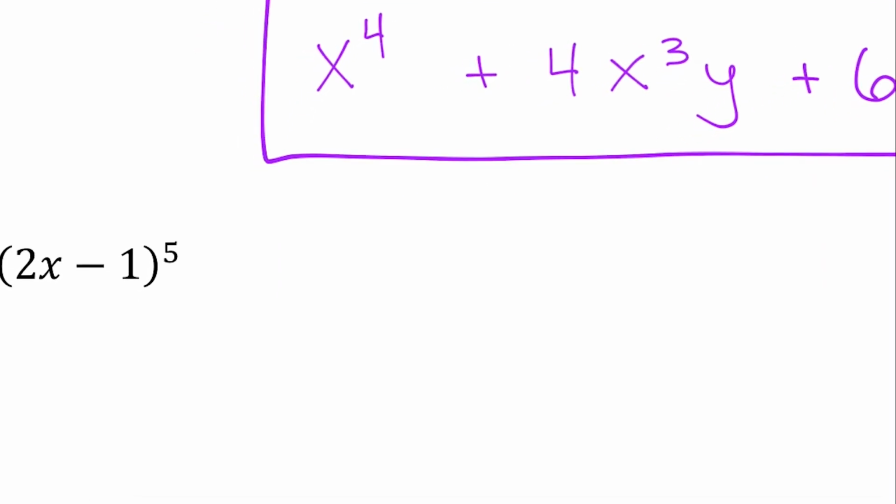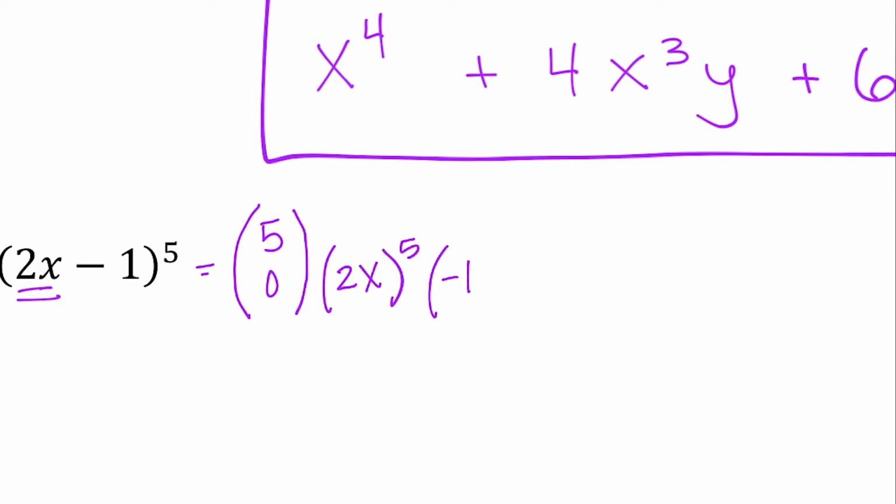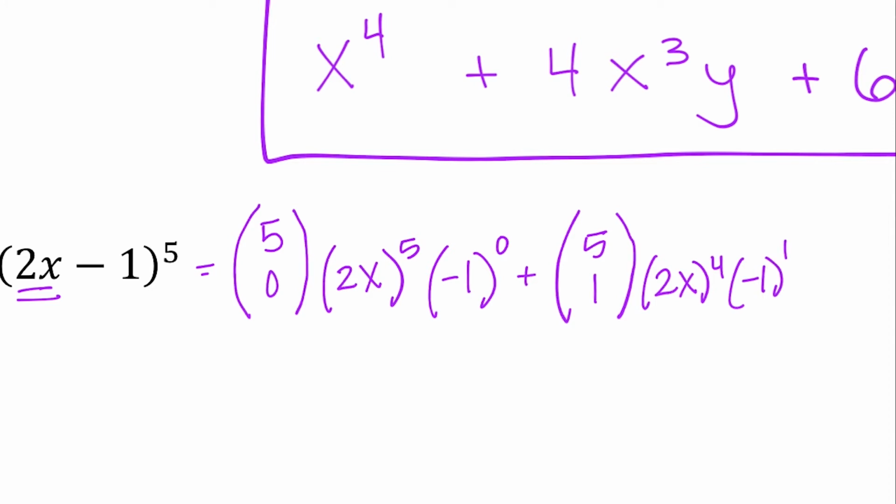So to set this up, we have a 5 on top, and that will always be on top because that's our n in this case. And we start with 0. And then the first part of this is 2x. So we'll have 2x, that's starting to the power of 5. And then negative 1 starts with the power of 0. Then the next would be 5 choose 1. That bottom number goes up by 1. And then this is 2x to the fourth, negative 1 to the first.